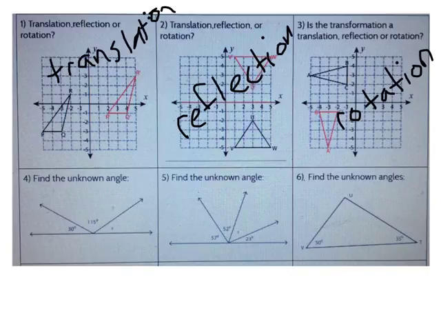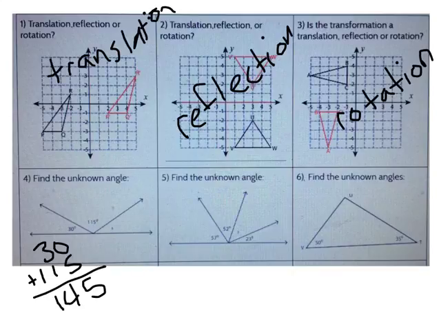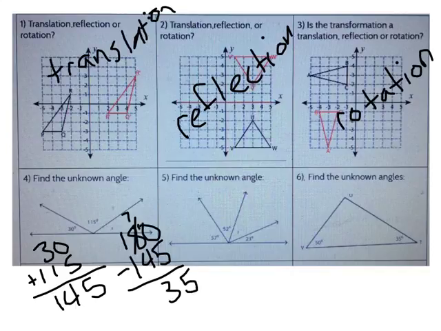Now let's look at number 4. Find the missing angle. I know that all of those angles are on a straight line, so they all add up to 180. I need to add 30 plus 115 first. What's 30 plus 115? It's 145. Now I can subtract 145 from 180 to find my missing angle. What's 180 minus 145? It's 35. X is 35 degrees.